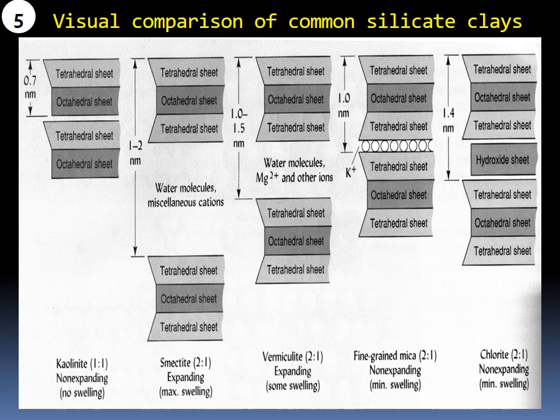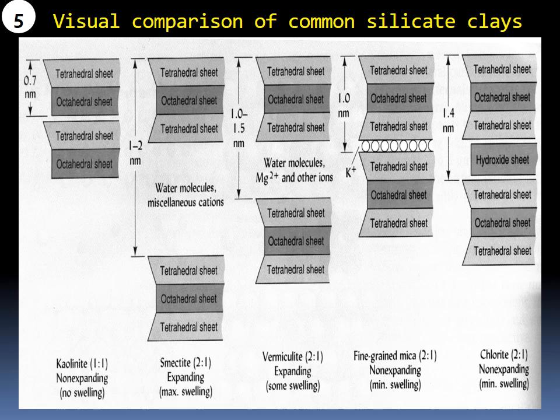So that's why some of the clays are expanding and some of them are non-expanding. But you have seen now that the 1-1 clays, like kaolinite, are non-expanding because of the hydrogen bond in the interspace between the TO and the TO layer. Whereas for the 2-1 clays, some of them are expanding to different degrees, while others are non-expanding, depending on what is in the interspace between the layers and what kind of bonds exist there.